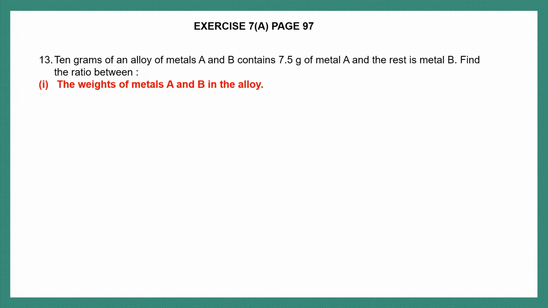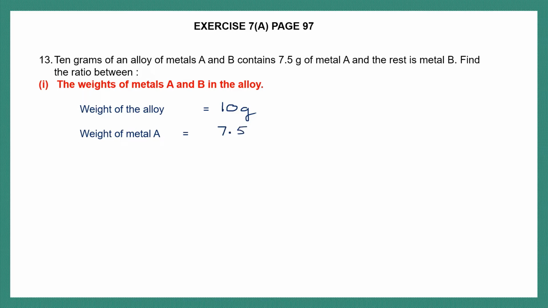10 grams of an alloy of metals A and B contains 7.5 gram of metal A and the rest is metal B. Find the ratio between the weights of metals A and B in the alloy. So let's start. The weight of the alloy is given to us in the question. It's 10 grams. The weight of metal A is also given to us.